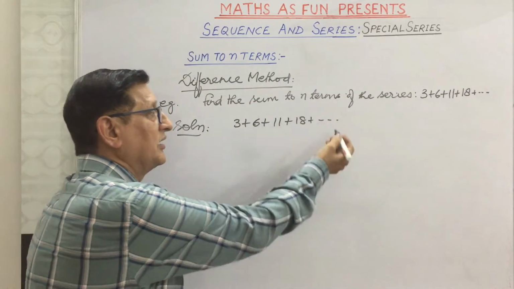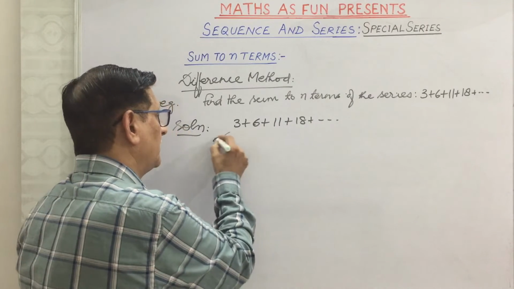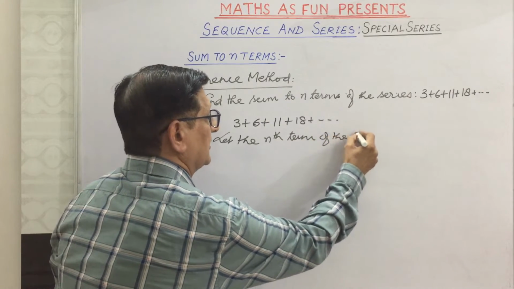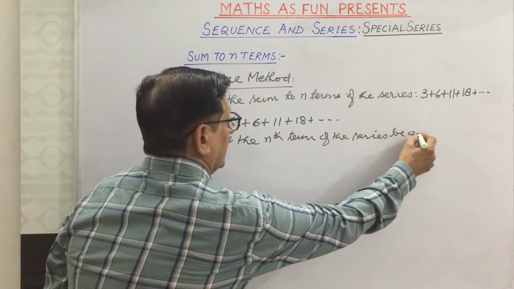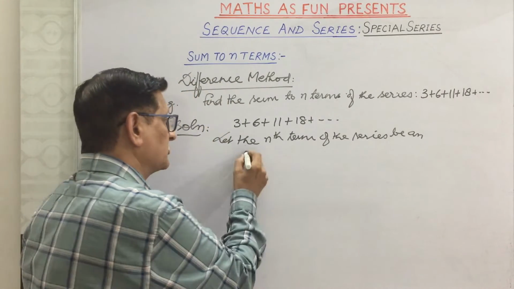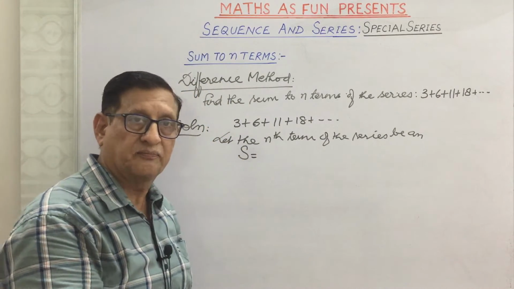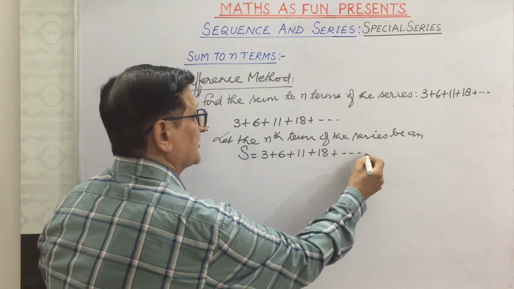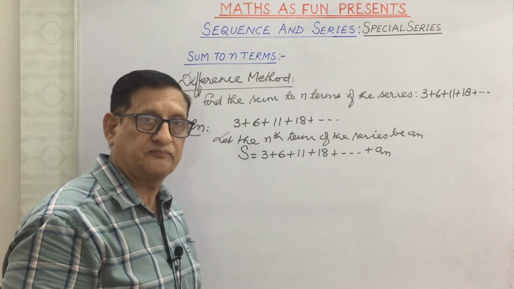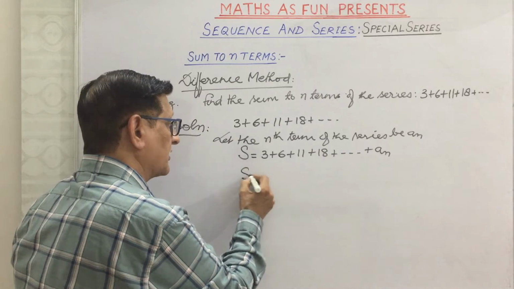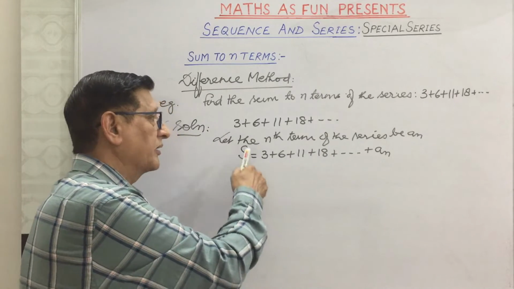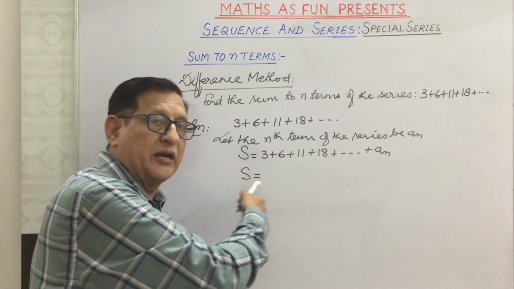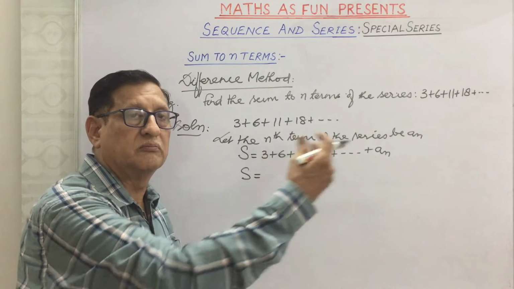So we can write, let the nth term of the series be an. Then suppose the sum of n terms is given by s, that s will be 3 plus 6 plus 11 plus 18 plus so on, and last is an. We write the same s again, but we are replacing the first term to the second place, second term to the third place, and so on. We are proceeding one term ahead.